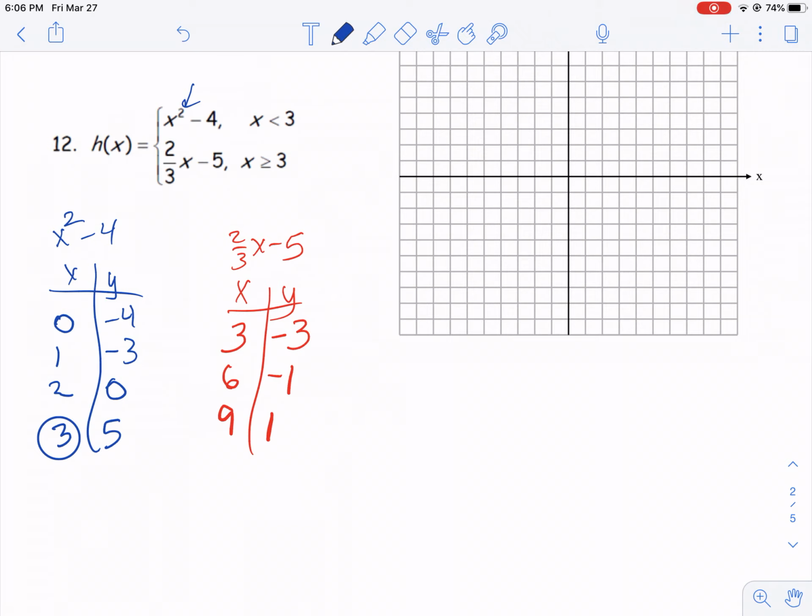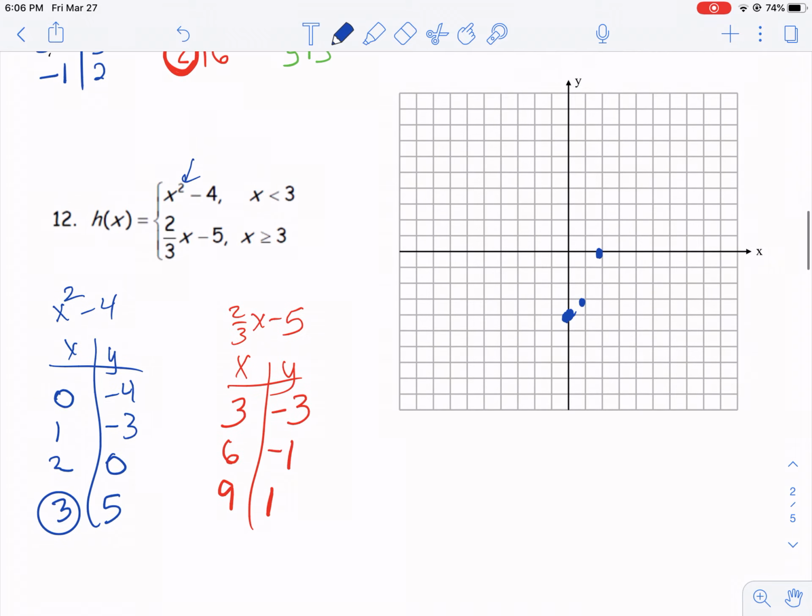All right, so the blue one first. 0, negative 4. 1, negative 3. 2, 0. And 3, 5. Whoops, and 3, 5 gets an open circle. See what I mean about forgetting it? 1, 2, 3, 4. Open circle. We said it was a parabola because it had a square. And we kind of see the curve anyway, so make sure it's a little bit curvy.